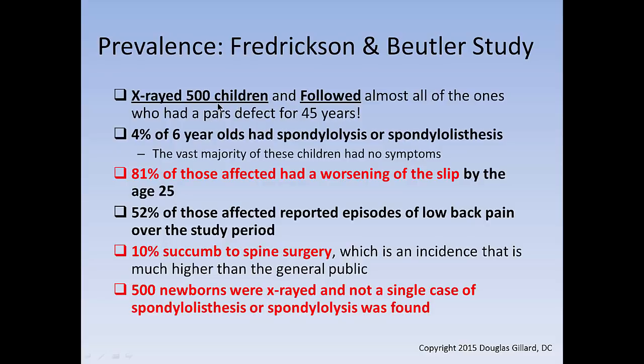But this is pretty remarkable. They followed 500 children for 45 years. The ones who had spondylos, a lot of them dropped out. The ones who didn't have spondylo, a lot of those dropped out. But they did keep a lot of these. So what did they find? 4% of 6-year-olds had a spondylolysis or spondylolisthesis. But the vast majority of these kids had no symptoms.